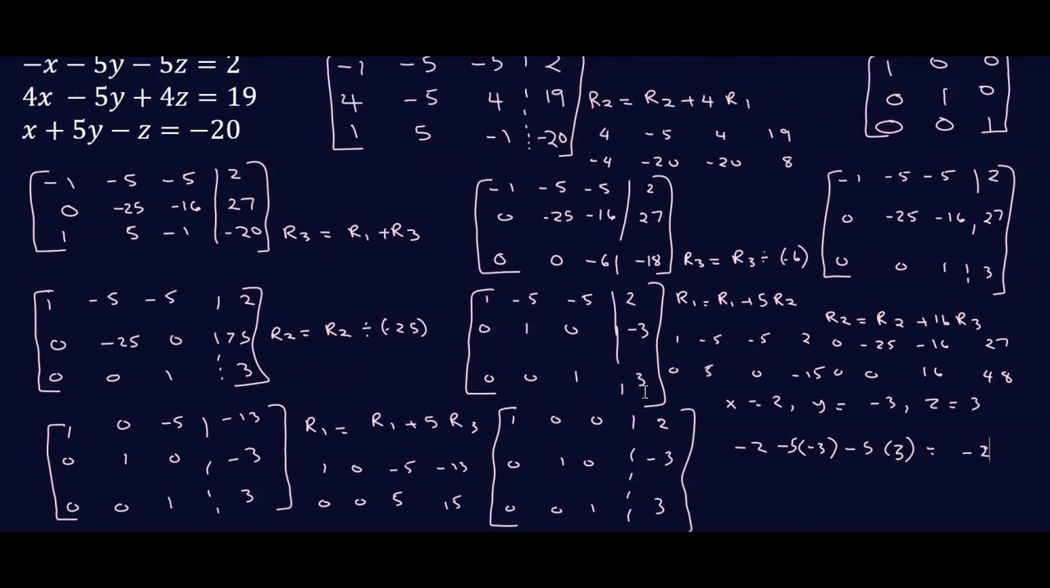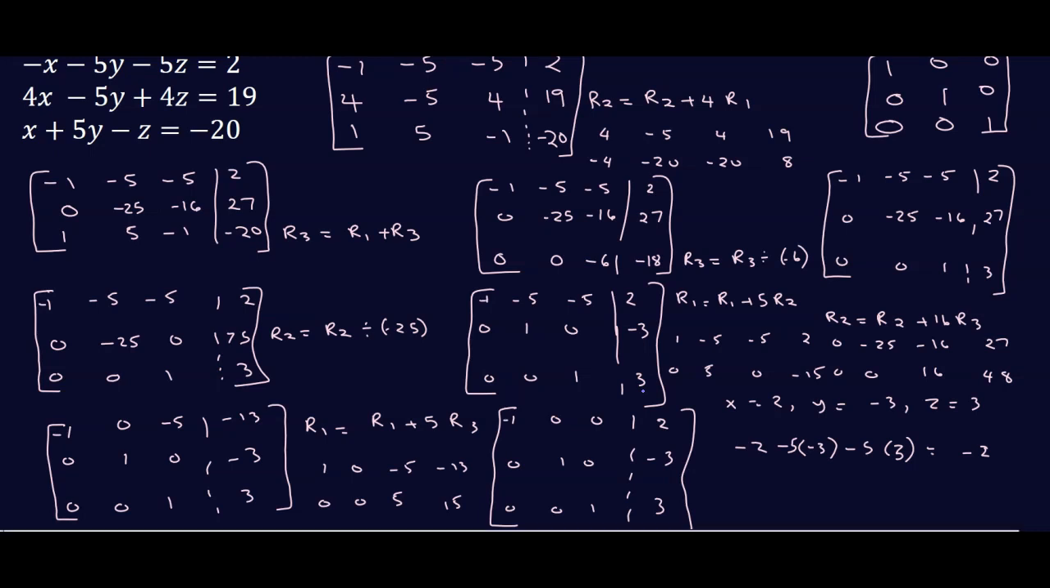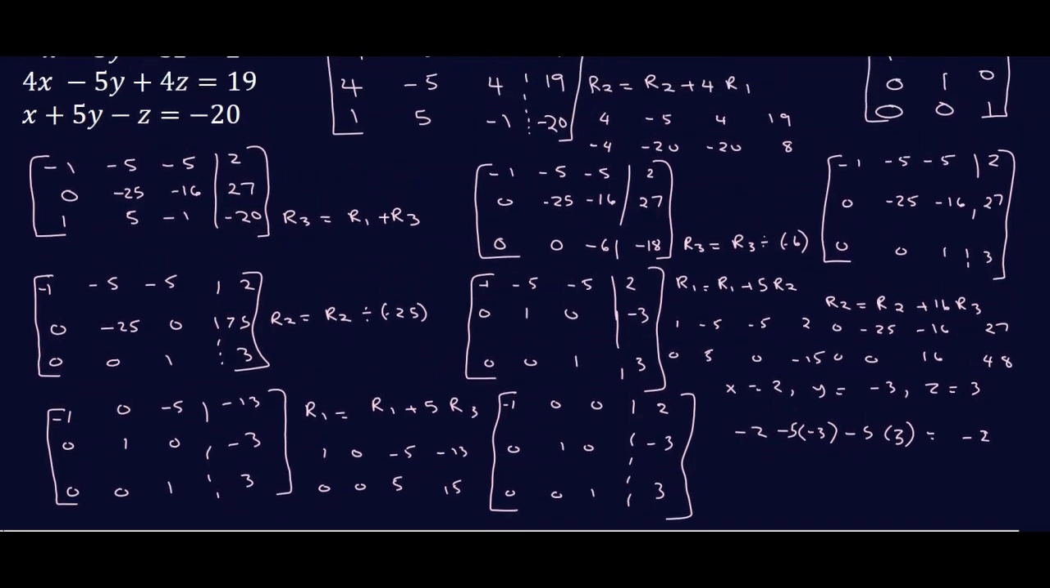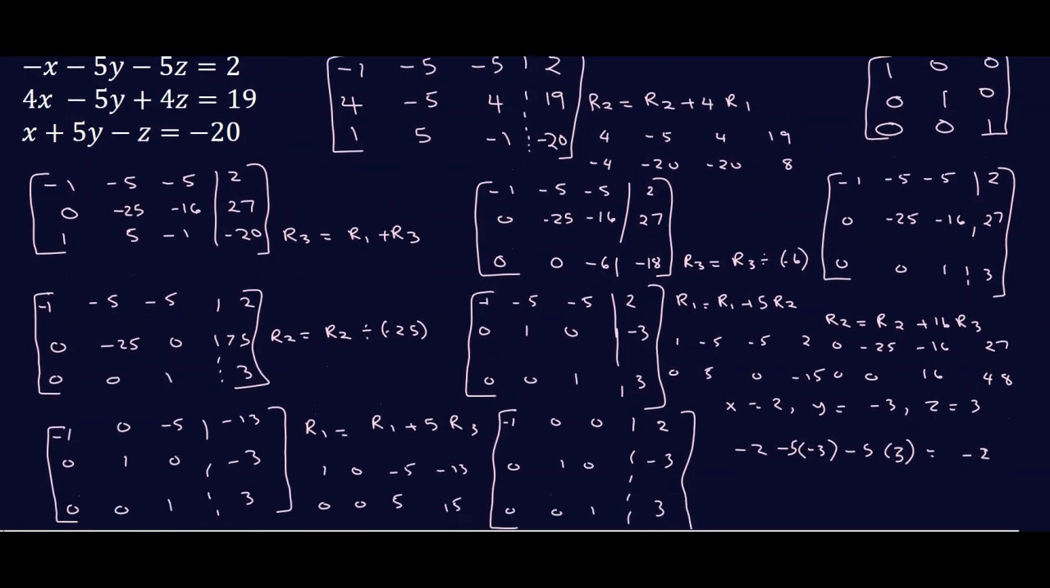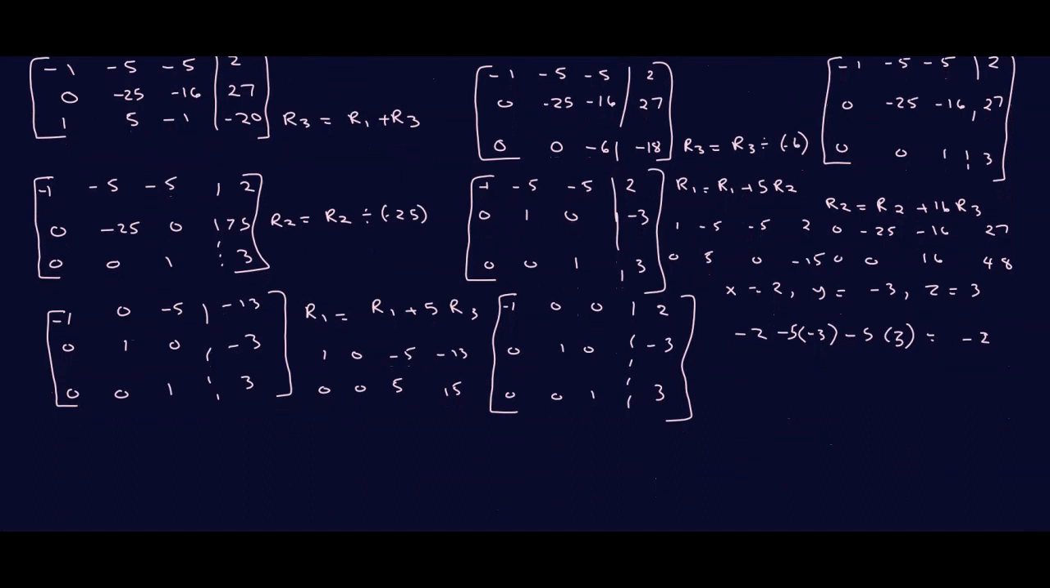Oh, so here's the mistake. The mistake is this one here, it should have been negative 1, and I forgot to carry the negative all the way through. So that makes a lot of sense. It should be negative 1 here. So just watch out for that. Make sure that you're following through with your work.